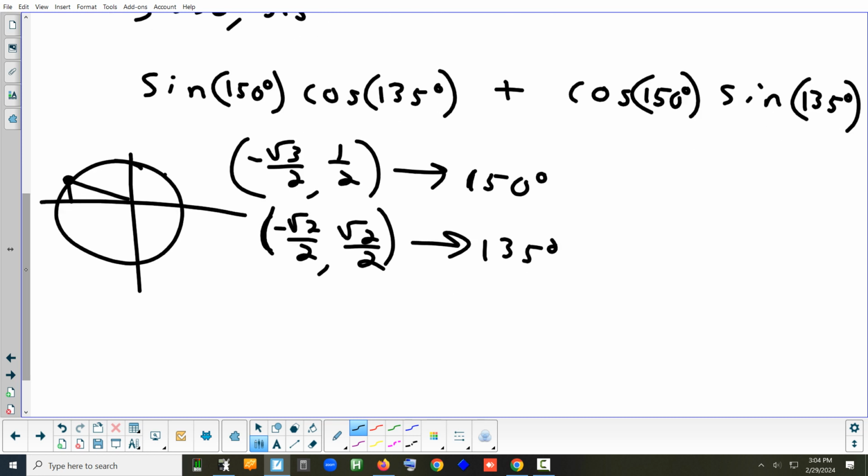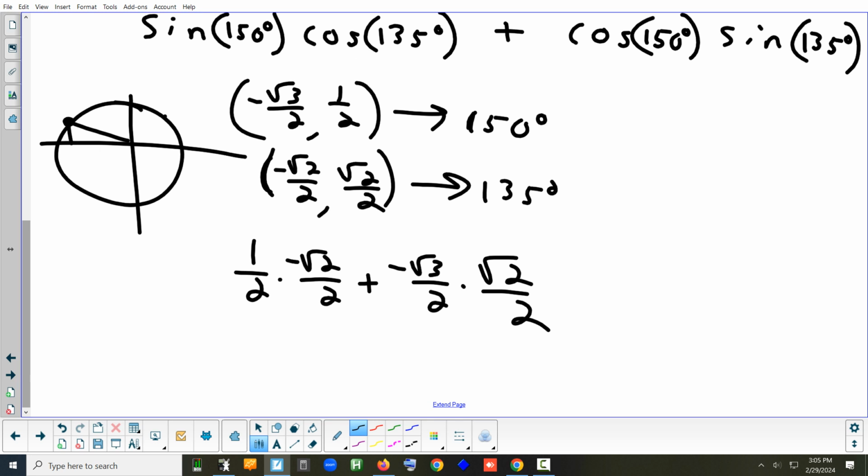Okay, so let's go through each one. So what is the sine of 150? 1/2. It's the y value. What's the cosine of 135? Negative square root 2 over 2. Yep, x value. Plus, how about cosine of 150? Cosine of 150 is the x value. So negative square root of 3 over 2. Yep, negative root 3 over 2. And what's the sine of 135? Square root 2 over 2.